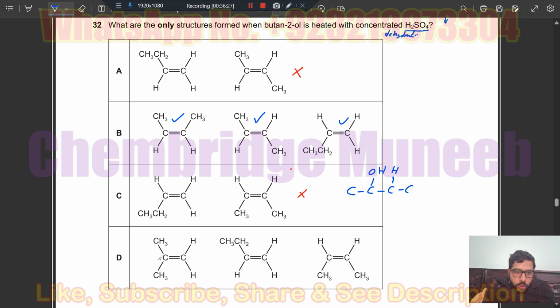And if we check option D, then in option D we do not have cis-trans isomers over here, neither here nor here. They are products, but there is cis-trans isomerism here, and there is no cis-trans isomerism here. So they are the products, but these are not cis-trans isomers. So the only right option is B. So B is the right answer.